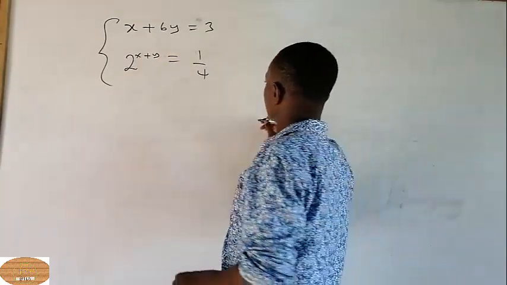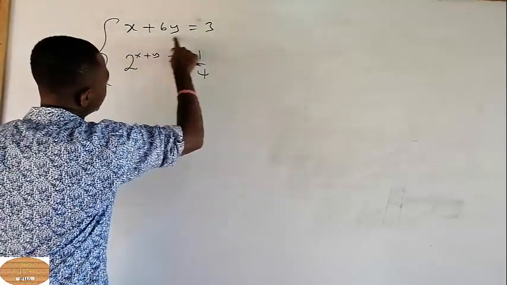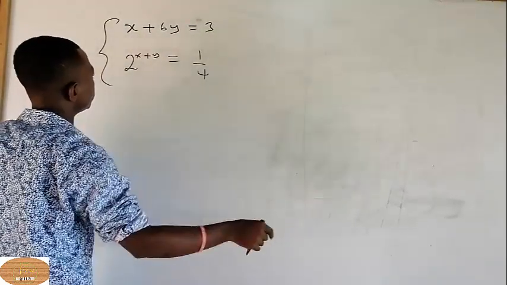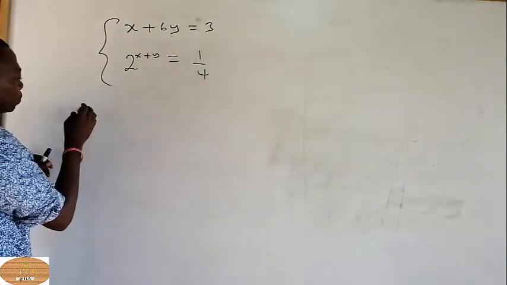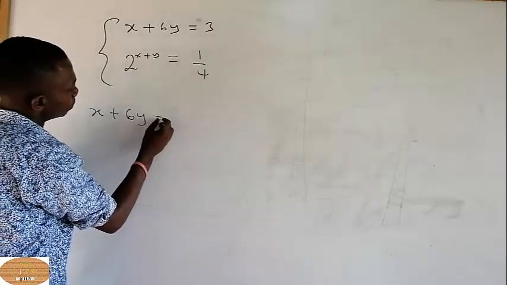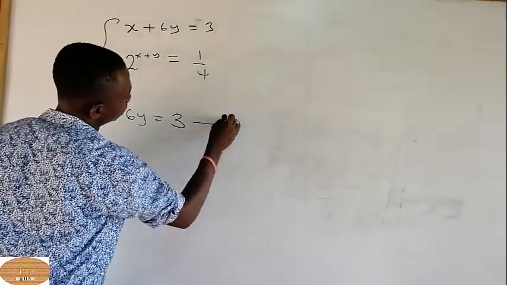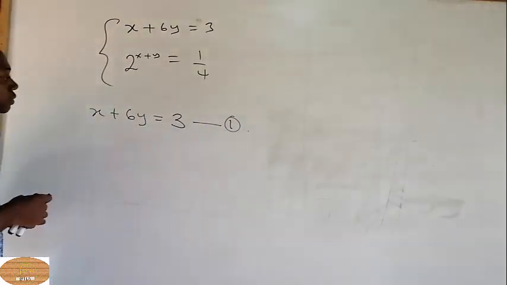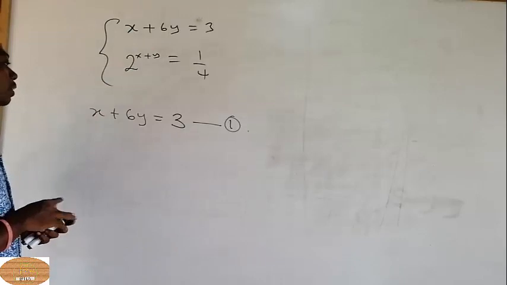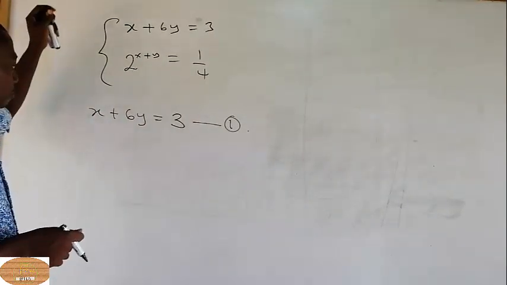So x plus 6y. You won't touch anything here because it is x plus 6y, and you can't change anything. So x plus 6y equals 3. This is equation 1. We don't have a problem with the first one. That one is set. Now the second one is where the problem lies.